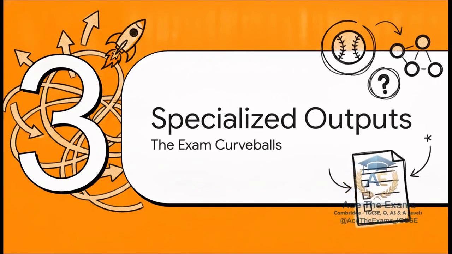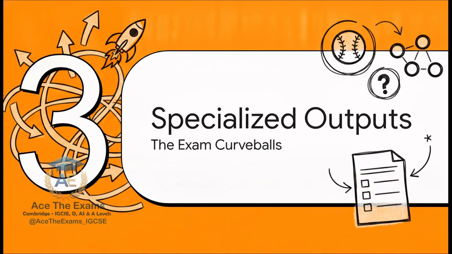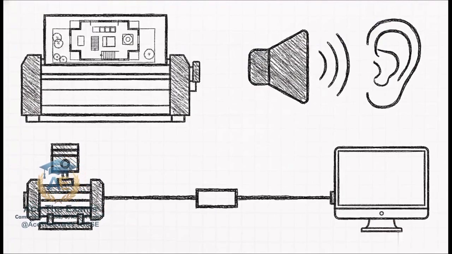Moving right along to Section 3, Specialized Output Devices. Get ready, because these are the exam curveballs. These are the tricky ones that love to show up as image number 4 or 5 on a diagram paper just to throw you off. First, a plotter. It doesn't just print, it actually uses pens to draw highly accurate architectural blueprints and complex engineering drawings on massive sheets of paper.